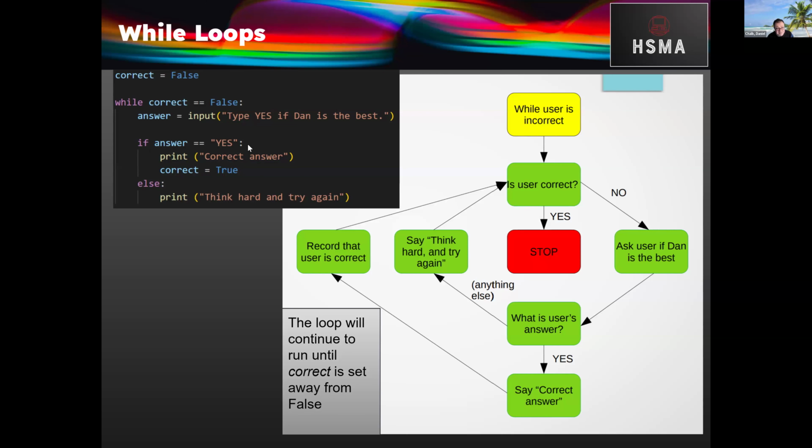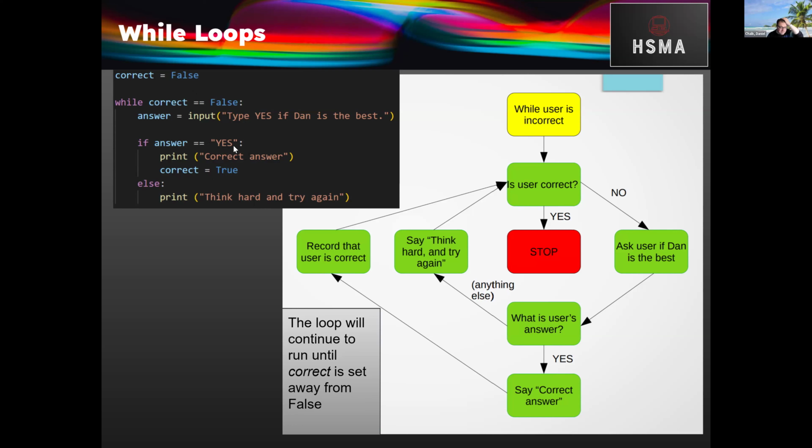If the answer is yes, then it'll run this piece of code here. It'll say, yep, that's the correct answer, and it'll then change correct to true. So what will happen then is if that was yes input by the user, the else bit won't run. It reaches the end of the while loop. It now goes to loop back round, but now correct has been changed to true, so it won't run again.